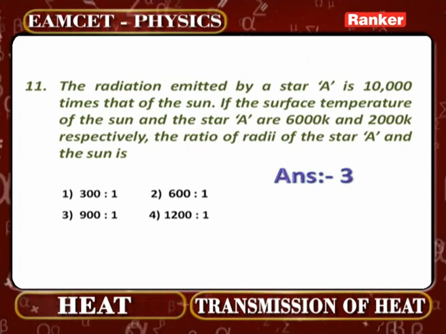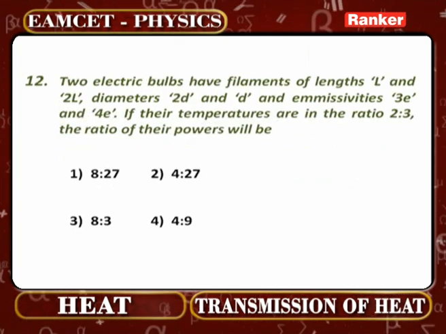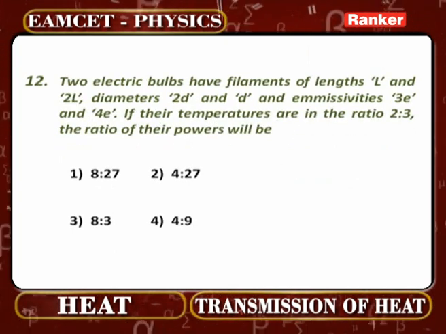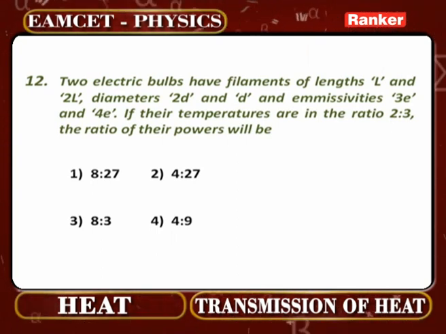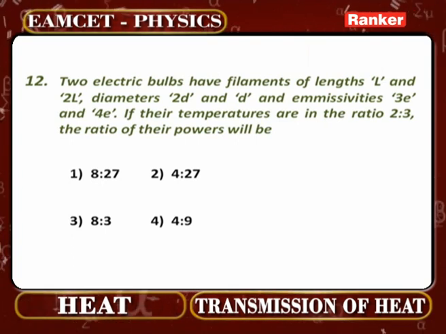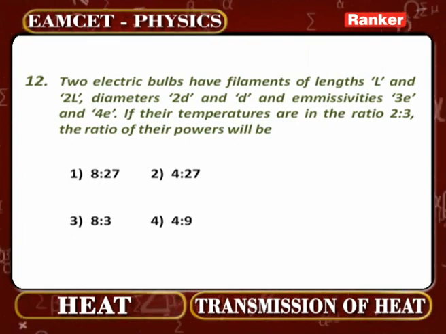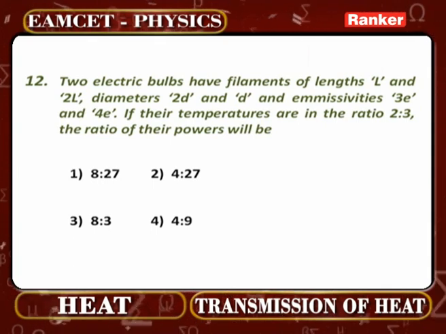Now check the next one, that is question number 12. Two electric bulbs have filaments of lengths L and 2L, diameters 2D and D, and emissivities 3E and 4E respectively. If their temperatures are in the ratio 2:3, ratio of their powers will be how much?